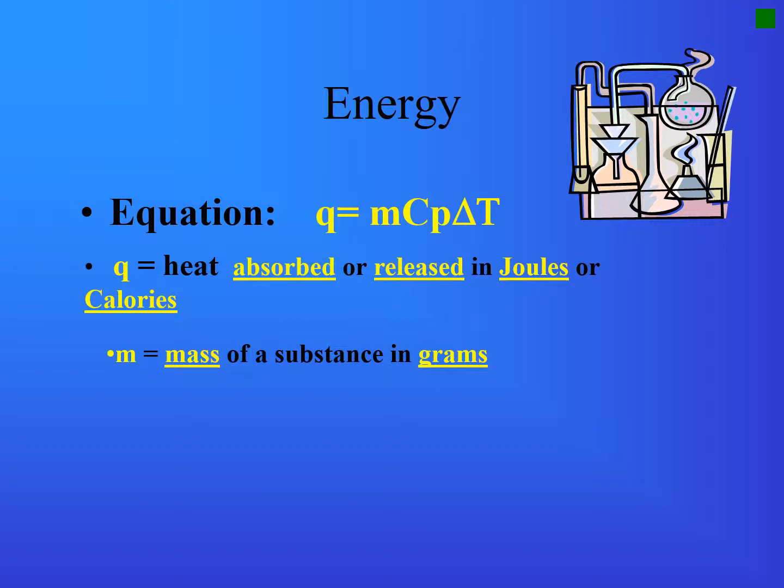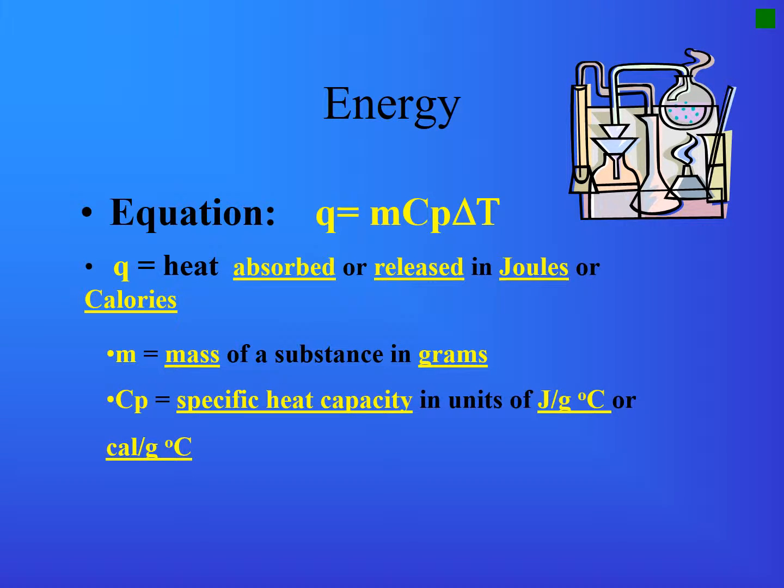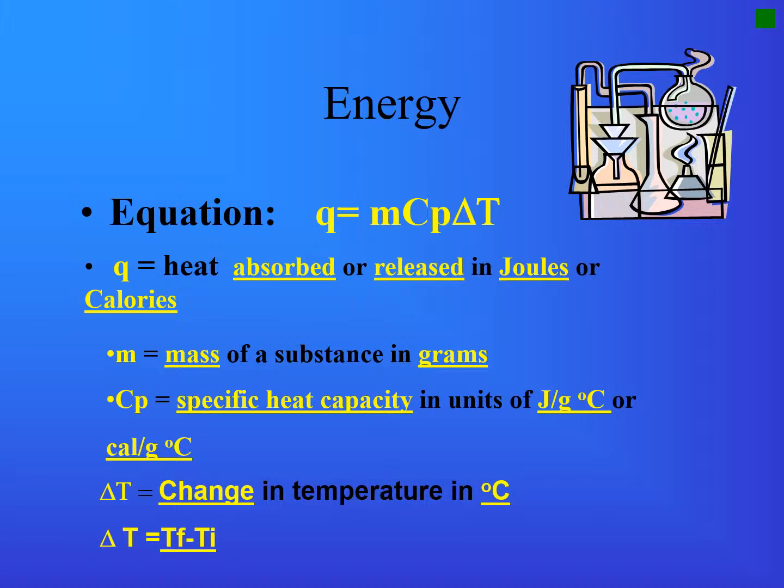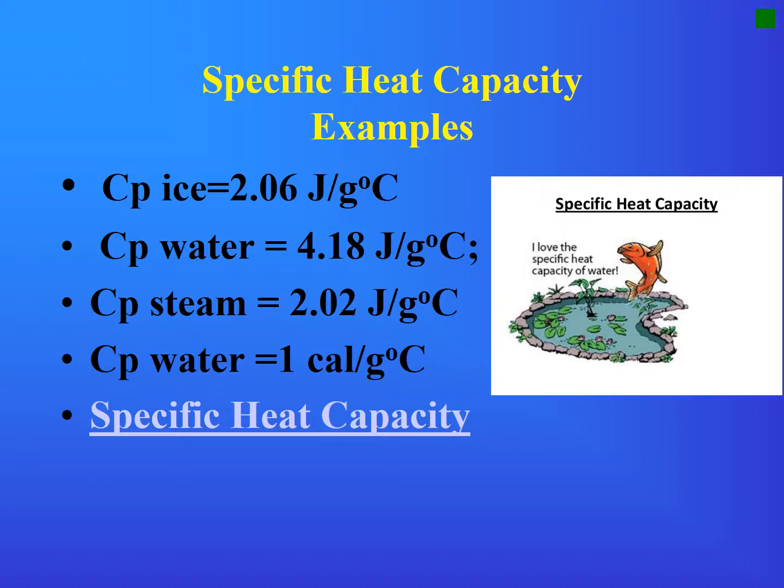M is our mass in grams. Cp is our specific heat capacity. It has units of joules per gram degree C or calories per gram degree C, so you're going to look for that in the problem. And ΔT is your change in temperature in degrees Celsius. These are Cp values you should be aware of. Just be careful. You do need to know the Cp of water, which is equal to 1 calorie per gram degree C.